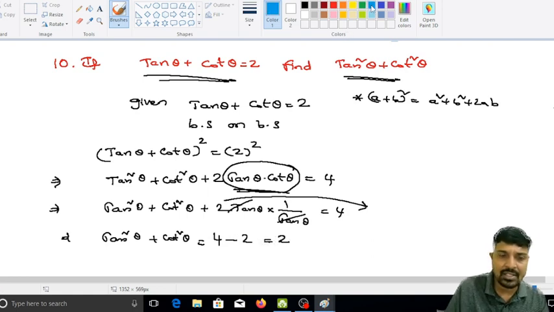So the answer is tan square theta plus cot square theta is equal to 2.